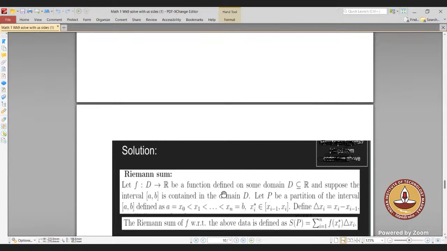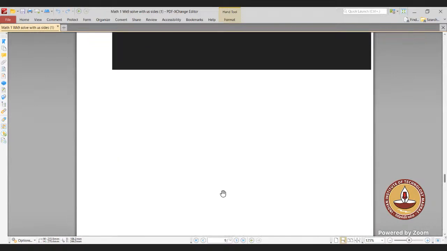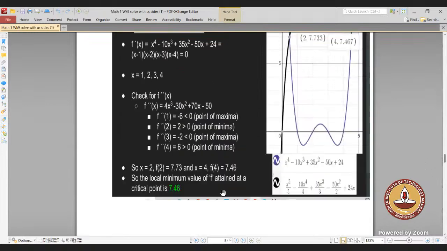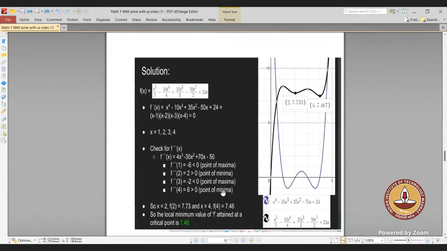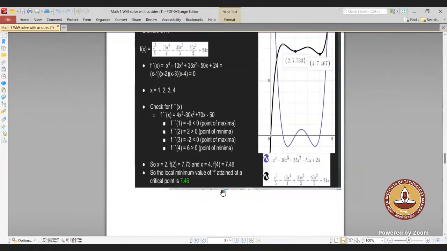Sir, please show the solution part of the previous one. I will take a screenshot. Okay, this one. Yes, sir. Okay, thank you, sir.